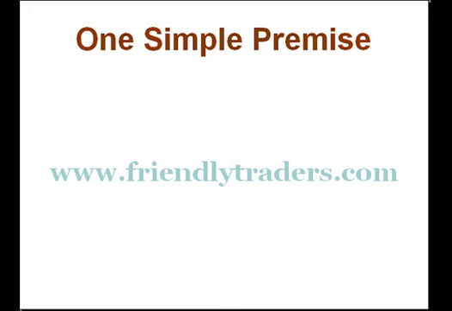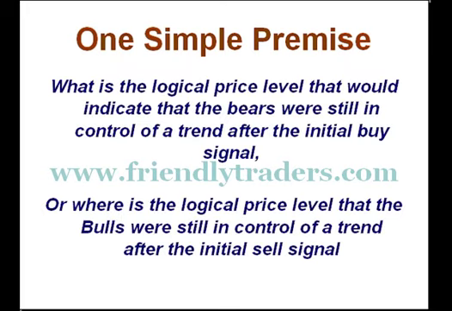Candlestick analysis stop-loss procedures work based upon one very simple premise. What is the logical price level that would indicate that the bears were still in control of a trend after the initial buy signal? Or where is the logical price level that the bulls are still in control of a trend after the initial sell signal?